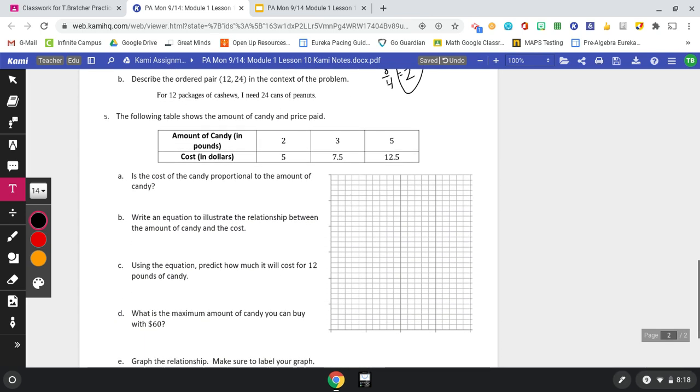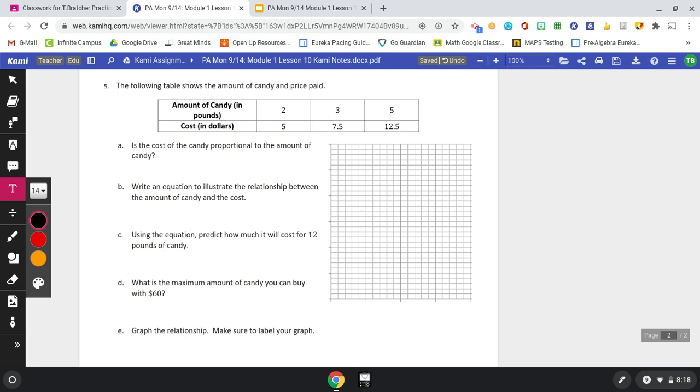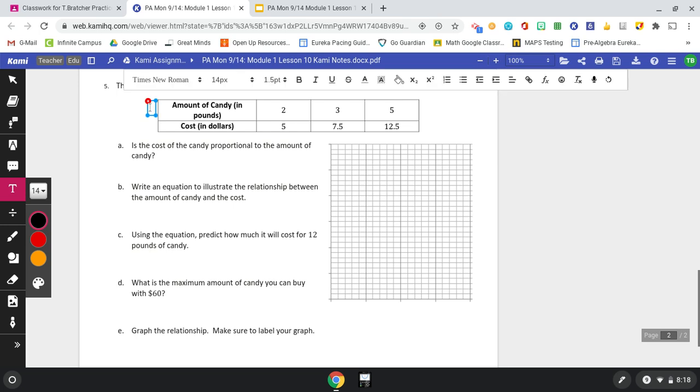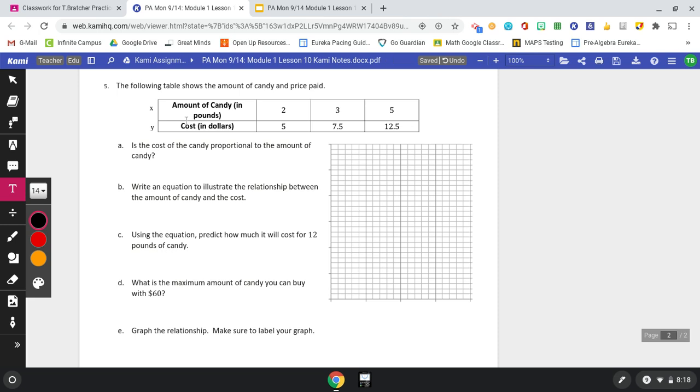All right, and then the last one is number 5. Number 5 is the last one. Okay, the following table shows the amount of candy and price paid. So remember, the first one is always X, the second one is Y if it's not labeled, and we know money is always a Y value. So we have 5 different questions here. A says, is the cost of candy proportional to the amount?